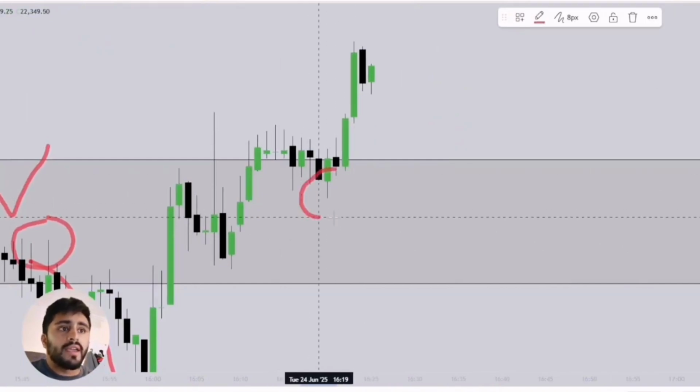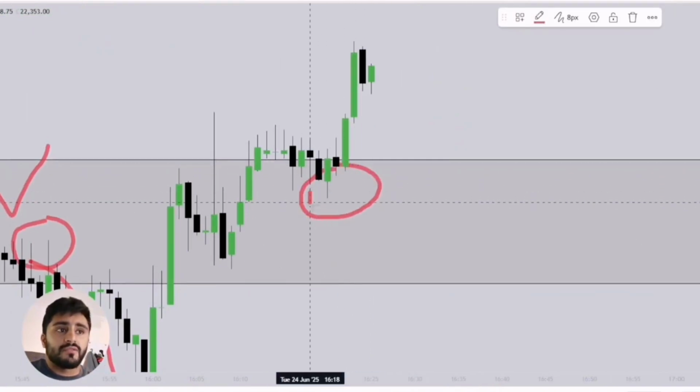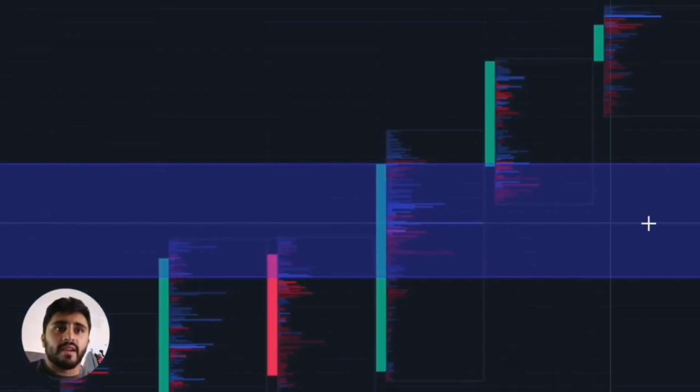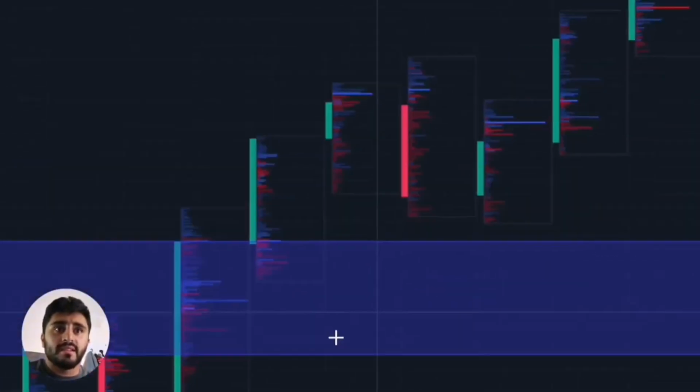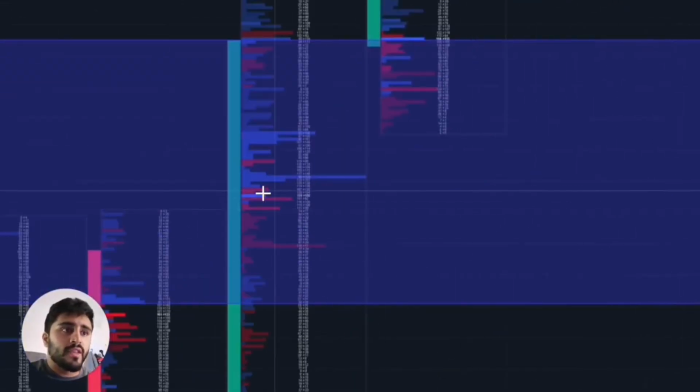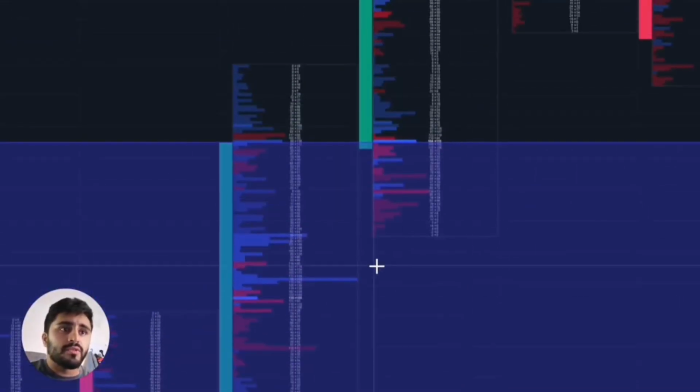Going on over here, right? This is kind of the final rejection, right? So we want to know what's going on over here. Now, when we go to the order flow footprint charts, what we can see over here is very interesting. Before we see the markets really rallying higher, I want traders to focus on what you see here and what you see over here.